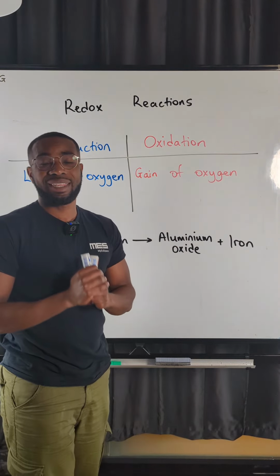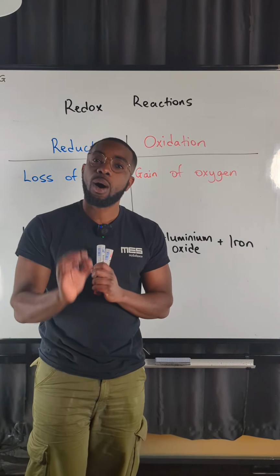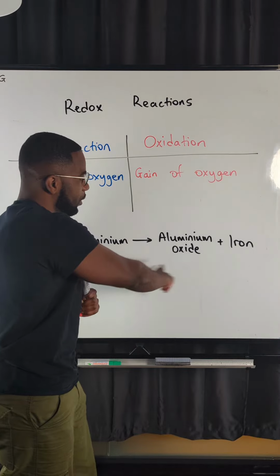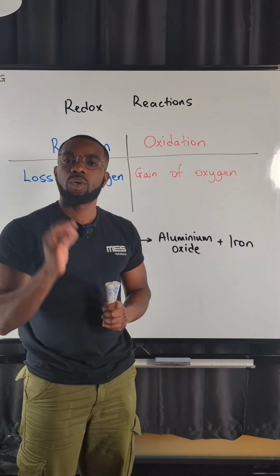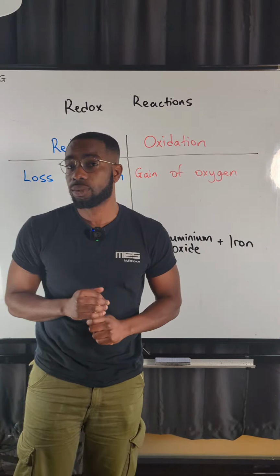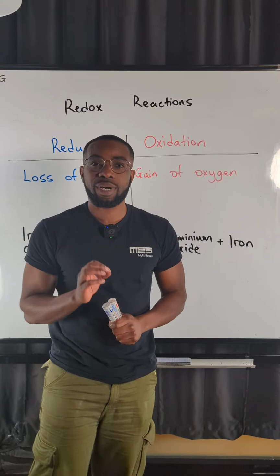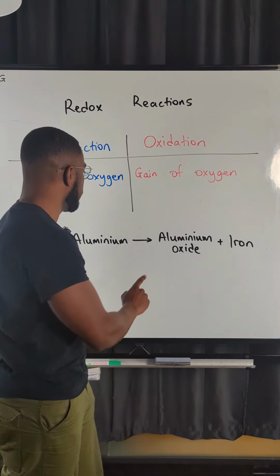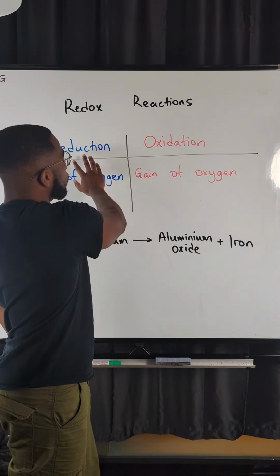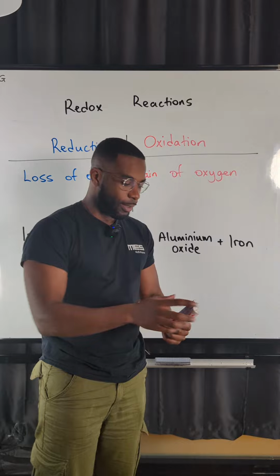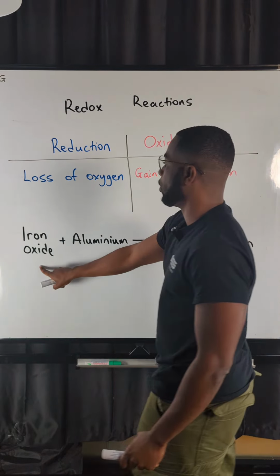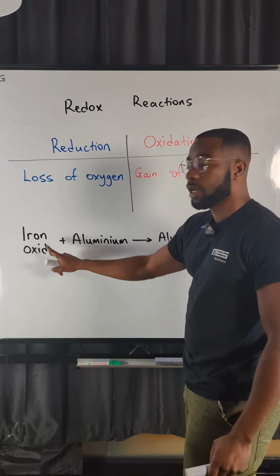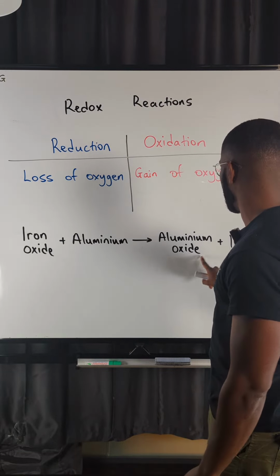So let's have a look at this in the context of an example. This example is a very, very cool reaction called a thermite reaction. You can go and watch some videos on YouTube about that. This reaction is very exothermic, though that's not relevant. The relevant bit we need to know is how we can apply reduction and oxidation here. So focus firstly on the iron oxide. The iron oxide reacts with aluminium to give you aluminium oxide and iron.